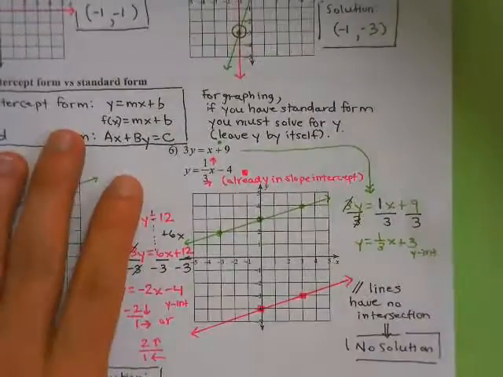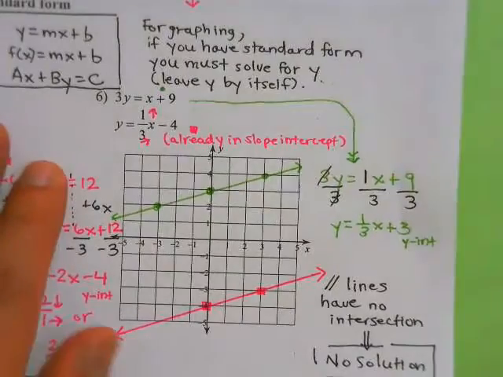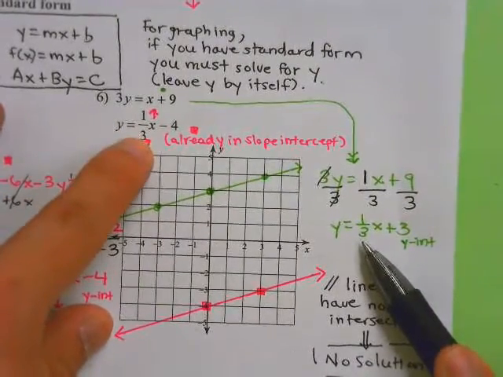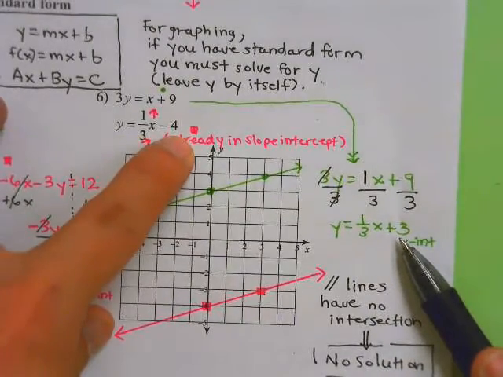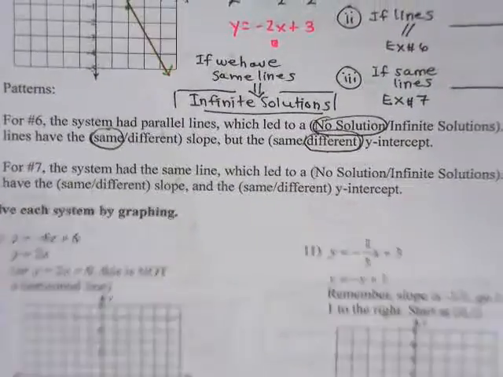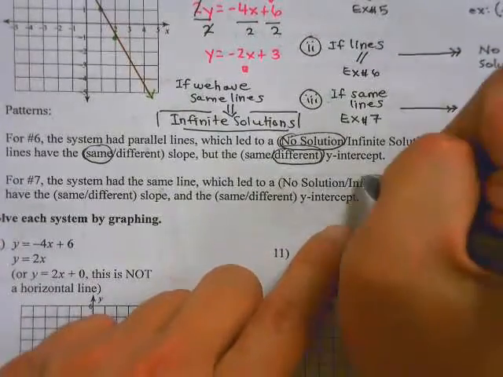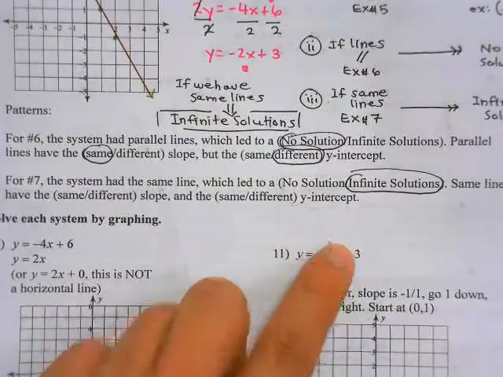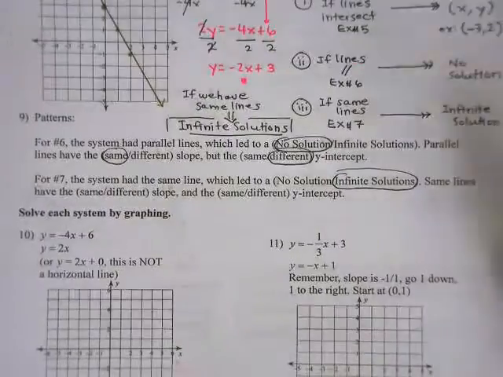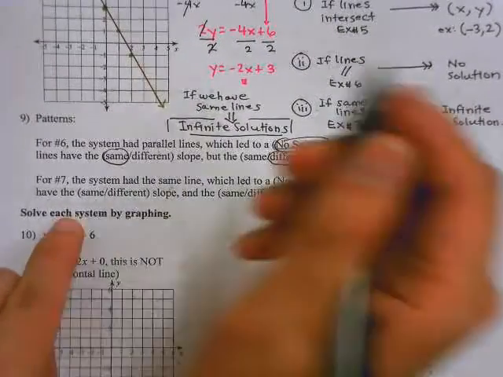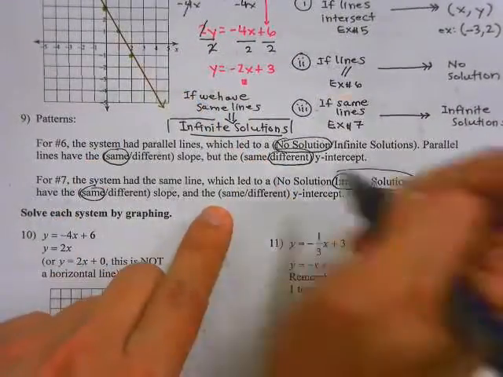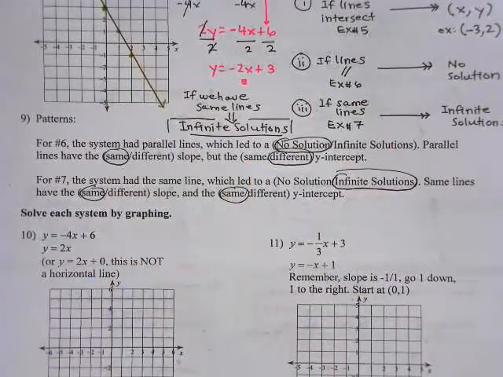And you know what? I might as well just go back quickly to number 6. Is that true? Well, take a look at your lines. Yeah, same slope, 1 over 3, 1 over 3. But the starting position is in different places, negative 4 and plus 3 over here. Let's finish off number 9. For number 7, the system had the same line, which led to which one? Infinite solutions. Circle that. Well, hopefully I'm not being redundant. Same lines have the same slope and the same y-intercept. Okay.